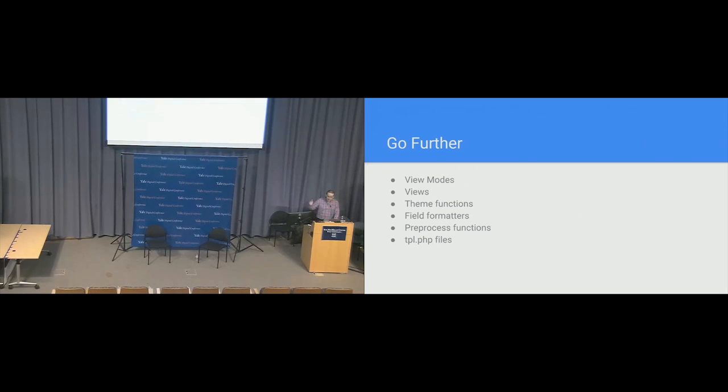And if you want to go further into accessibility with Drupal, you can learn more on your own about view modes, which allow you to define different presentations of different entities depending on how you're displaying them. You can think about Views, which has a lot of really great built-in semantic editing tools within it. You can look into theme functions and field formatters and preprocess functions and TPL files if you really are comfortable getting into the back end and creating code.